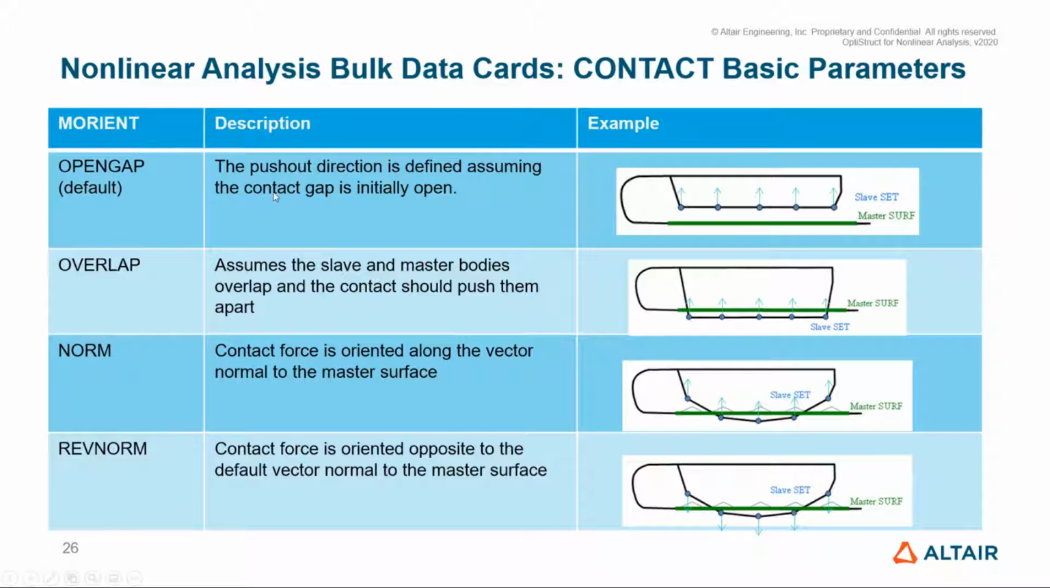By default, it's going to be open gap because we always assume that it's going to be initially open. That's why the search distance is there to help to establish a contact, and the direction will always be pushing outwards, meaning the master and the slave will always be against each other. So you can stick to the default. Of course, if you're using solid elements, then you don't have to worry about this because solid elements will always be pushing outwards. So that is the safest.